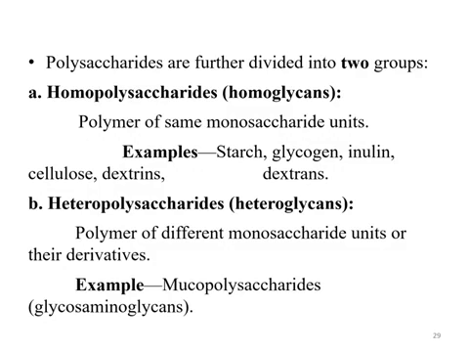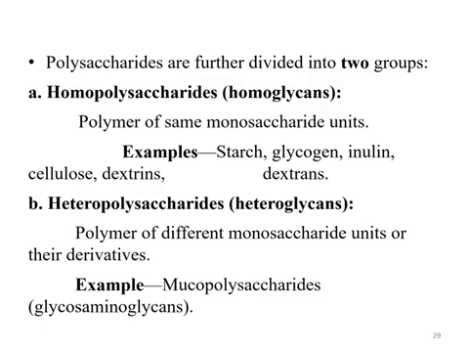Polysaccharides are further divided into two groups. The first one is homopolysaccharides. The second is heteropolysaccharides. Homopolysaccharides means, homo means same. The polysaccharides in which the same type of monosaccharides are linked are called homopolysaccharides. For example, starch and glycogen, inulin, cellulose, dextrin, dextrins are the examples of homopolysaccharides.